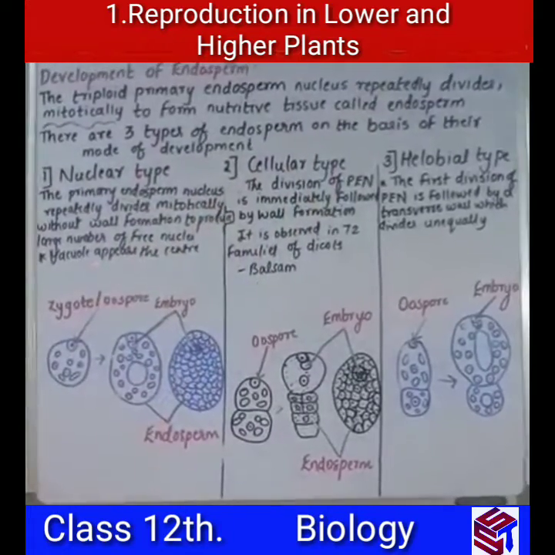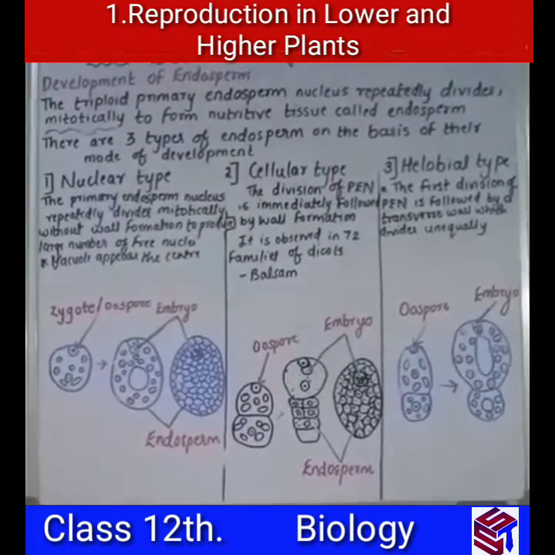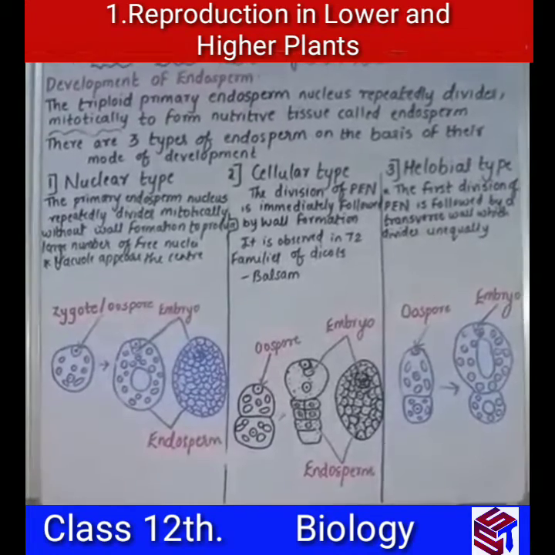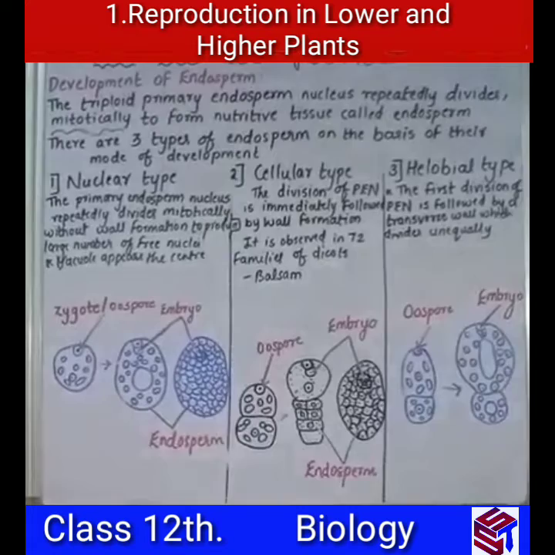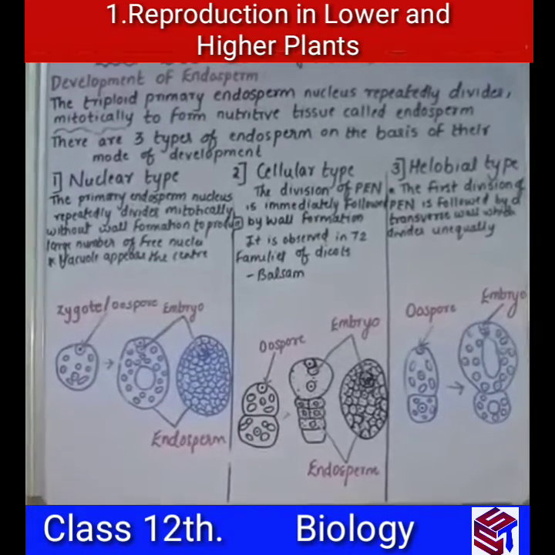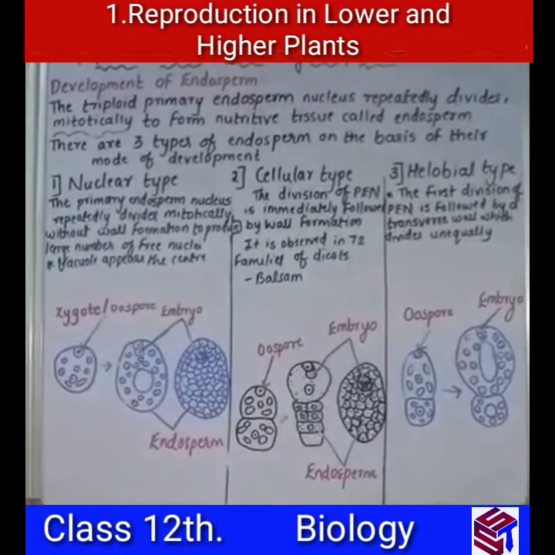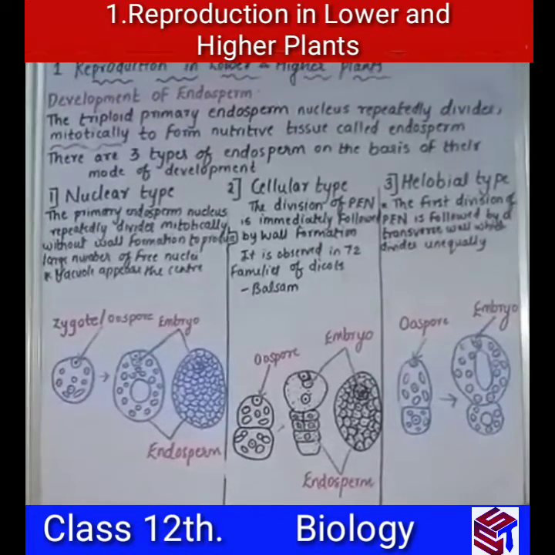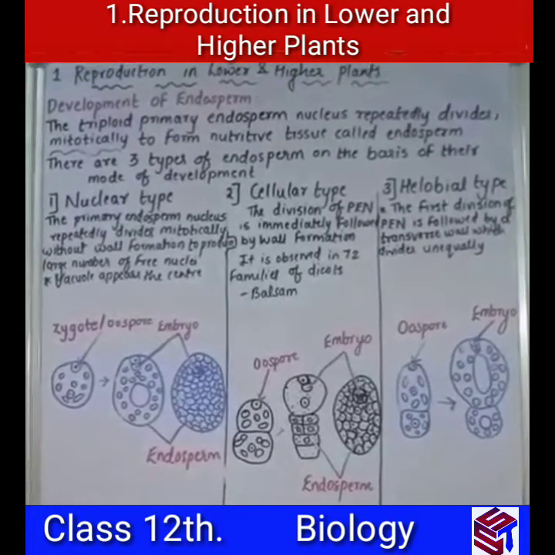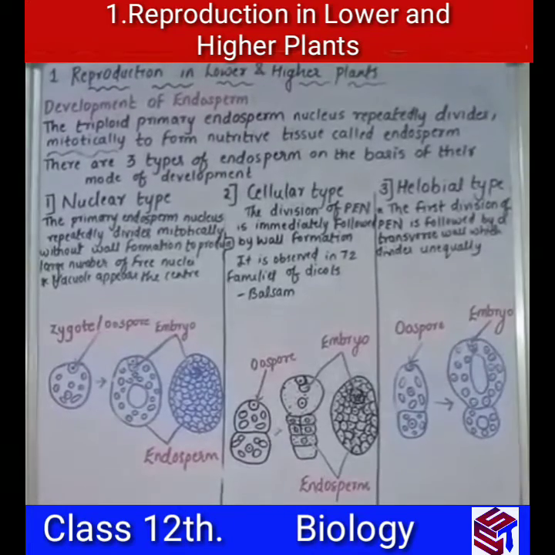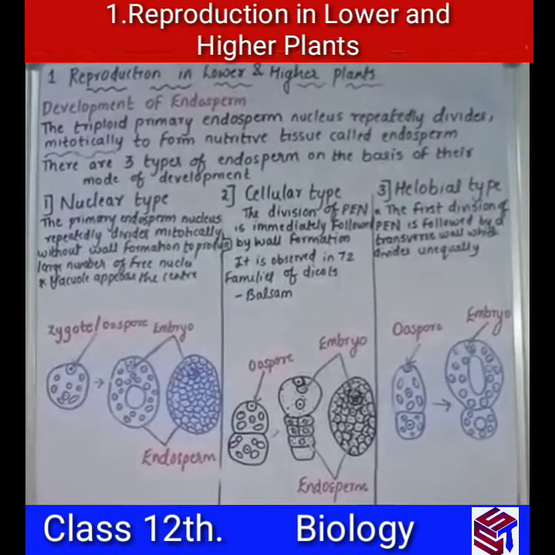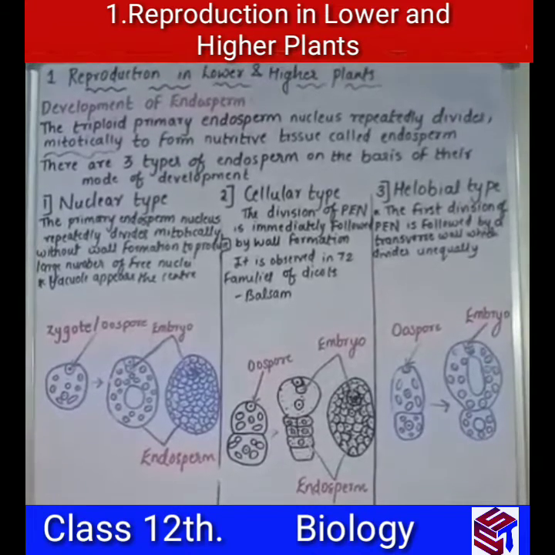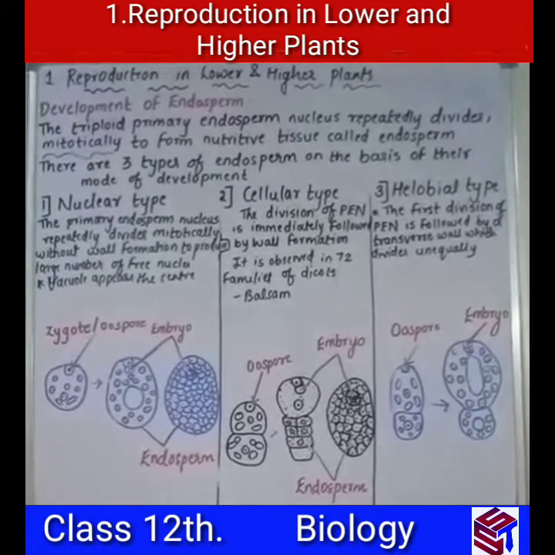Clear, everyone? So what is the definition of endosperm? It says that the triploid primary endosperm nucleus repetitively undergoes mitotic division and forms a very nutritive tissue, that is nothing but the endosperm. So endosperm is the nutritive tissue for the nourishment of the developing embryo. For providing nourishment to the developing embryo, the primary endosperm does the work.